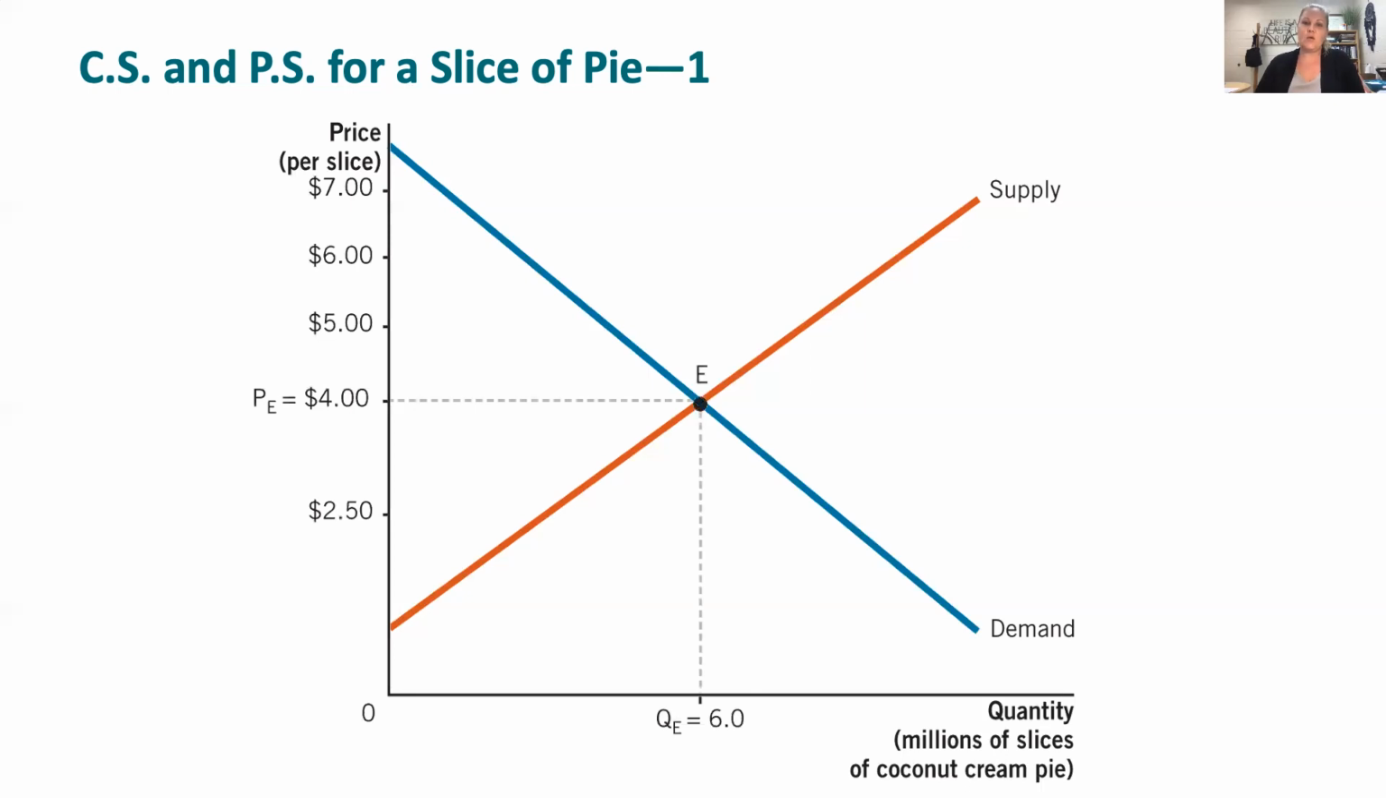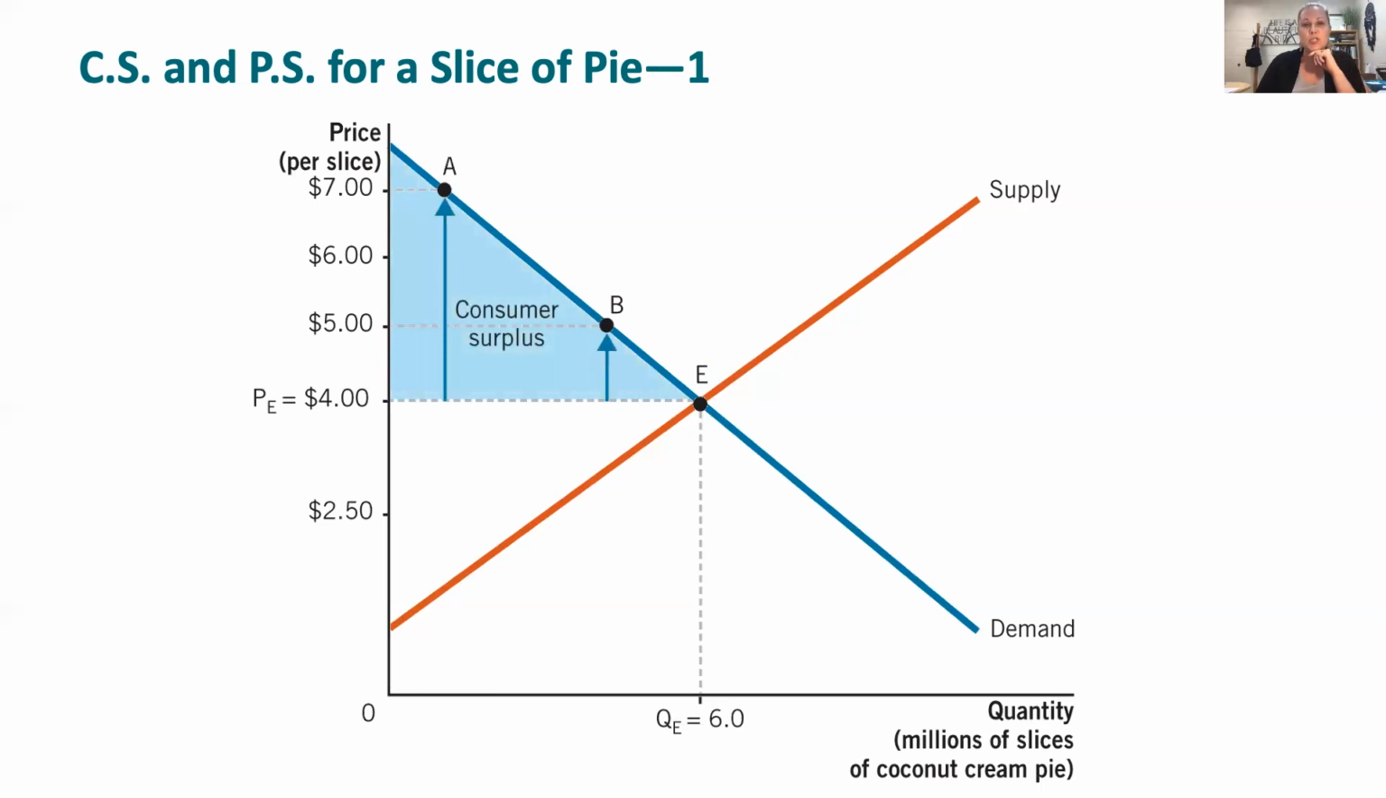Let's put some prices and quantities in here. Let's assume we're thinking about the market for coconut cream pie. We put quantity on the x-axis and price on the y-axis. Equilibrium in this market, as determined by the interaction between supply and demand, yields an equilibrium price of $4 per slice and a quantity of 6 million slices, both bought and sold.